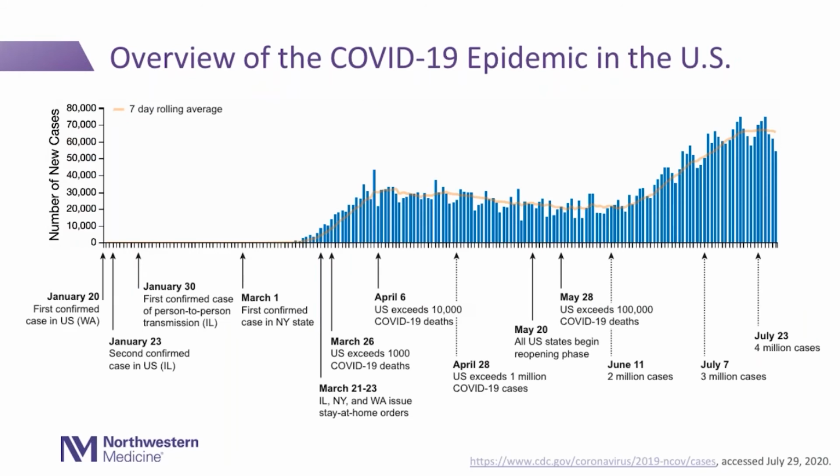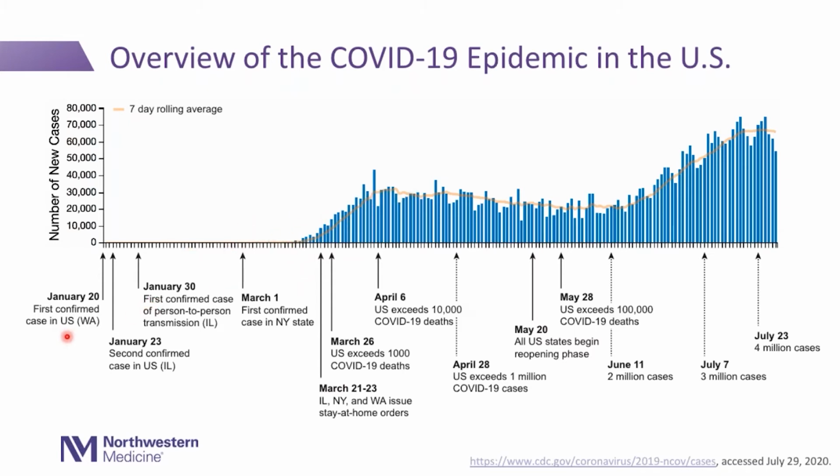Just to get us all started on the same page, I wanted to make sure that we got a brief rundown of the pandemic in the US currently. In this chart, which is available from the CDC, I'm showing case count in the blue bars with a rolling average indicated in the orange line.